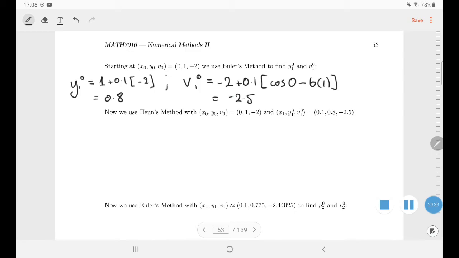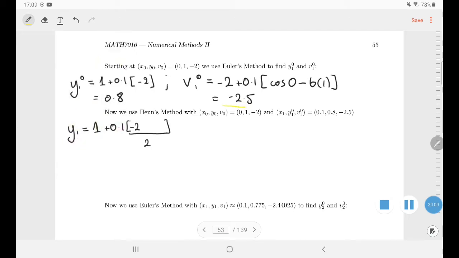Now let's do Heun's method. So Heun's method says for y1, it will be equal to the previous y value, so the previous y value back up the top in the bracket is 1, plus the step size, 0.1. And then the slope of y on the previous page is v. So we need to average two slopes: v at the previous point, which is -2, and v at the Euler predicted next point, which we calculated in the right-hand corner here.